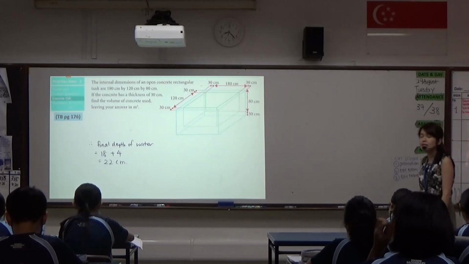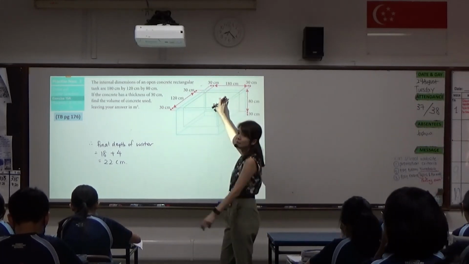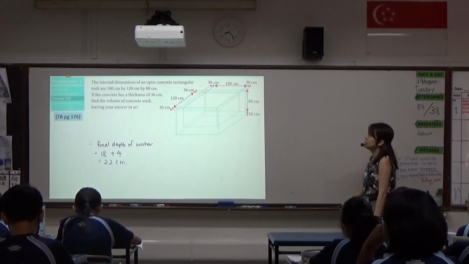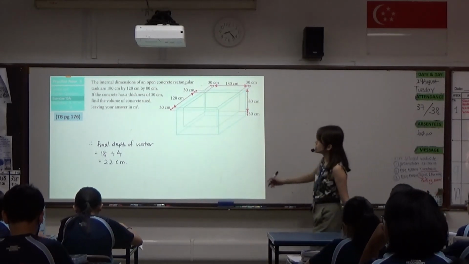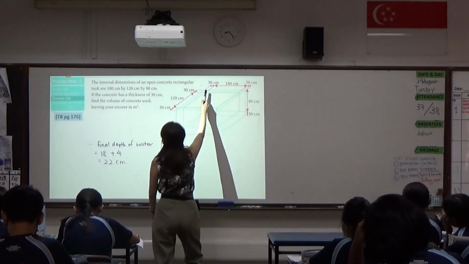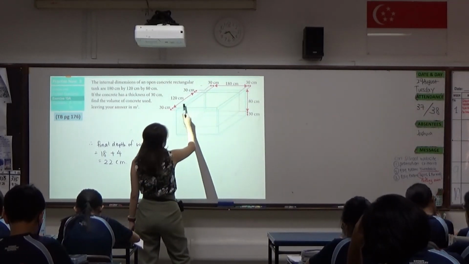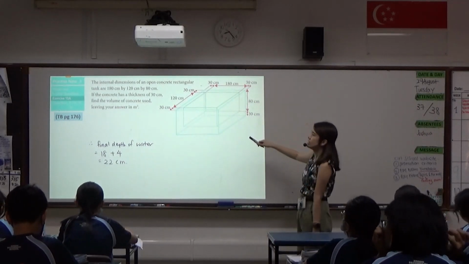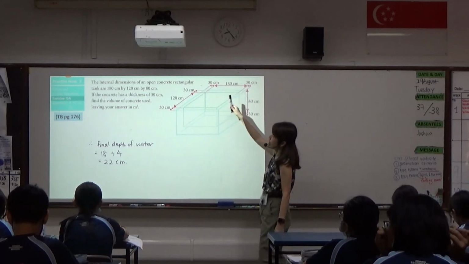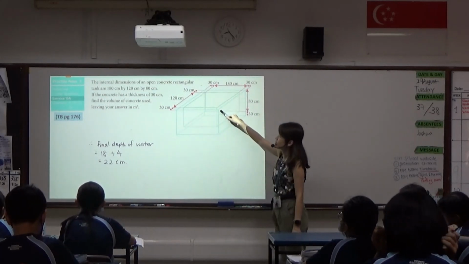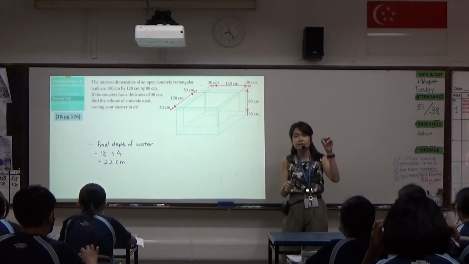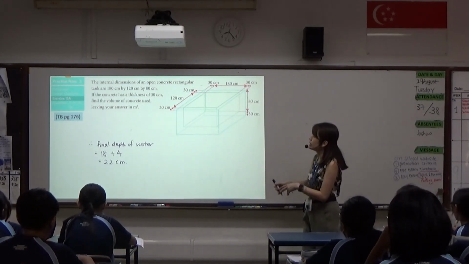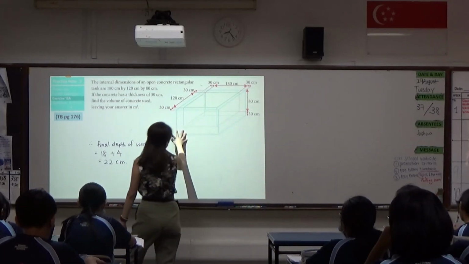Rectangular tank. So this is open. I hope you remember what open means. Open means that there is an opening at the top, right? So this concrete rectangular tank has dimensions of 180 by 120 by 80 cm. Then there's a concrete thickness of 30 cm all around except at the top. I hope you realize that it doesn't make sense to have a 30 cm thickness at the top because it is open, right? So you want to find the volume of concrete being used.